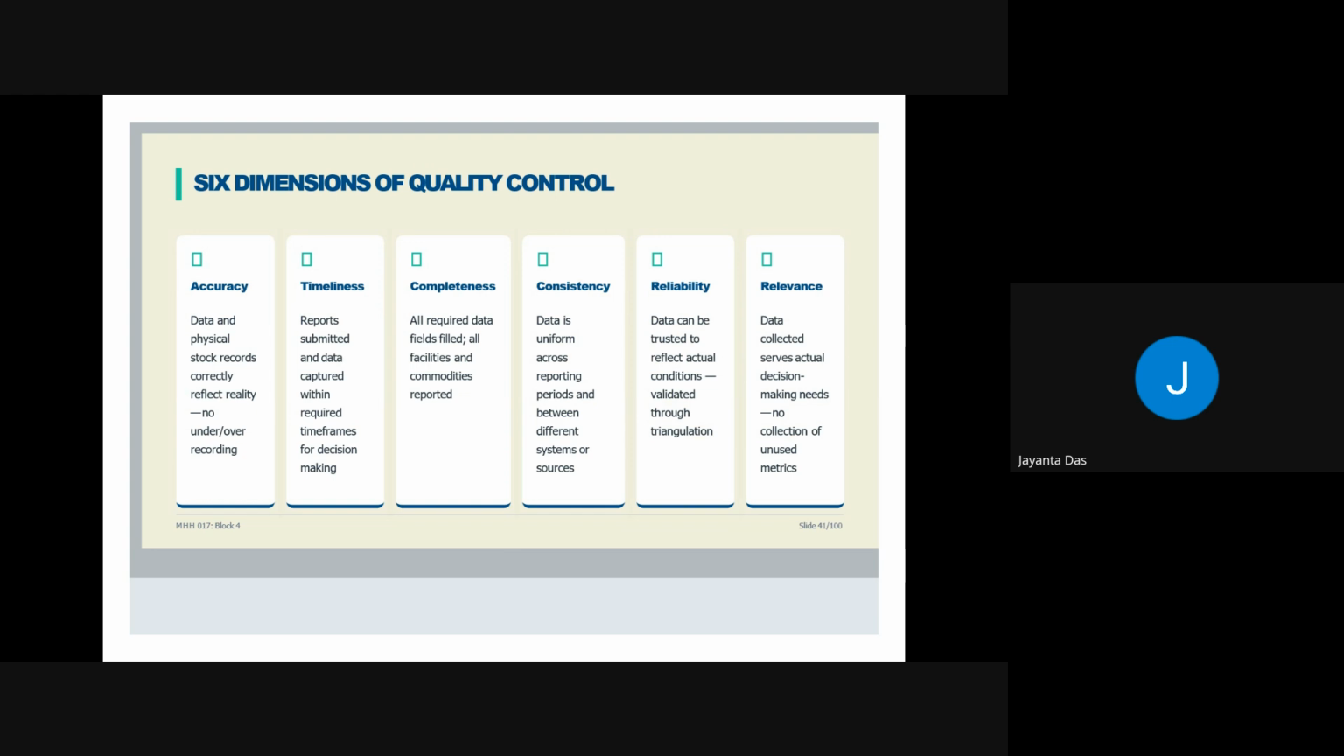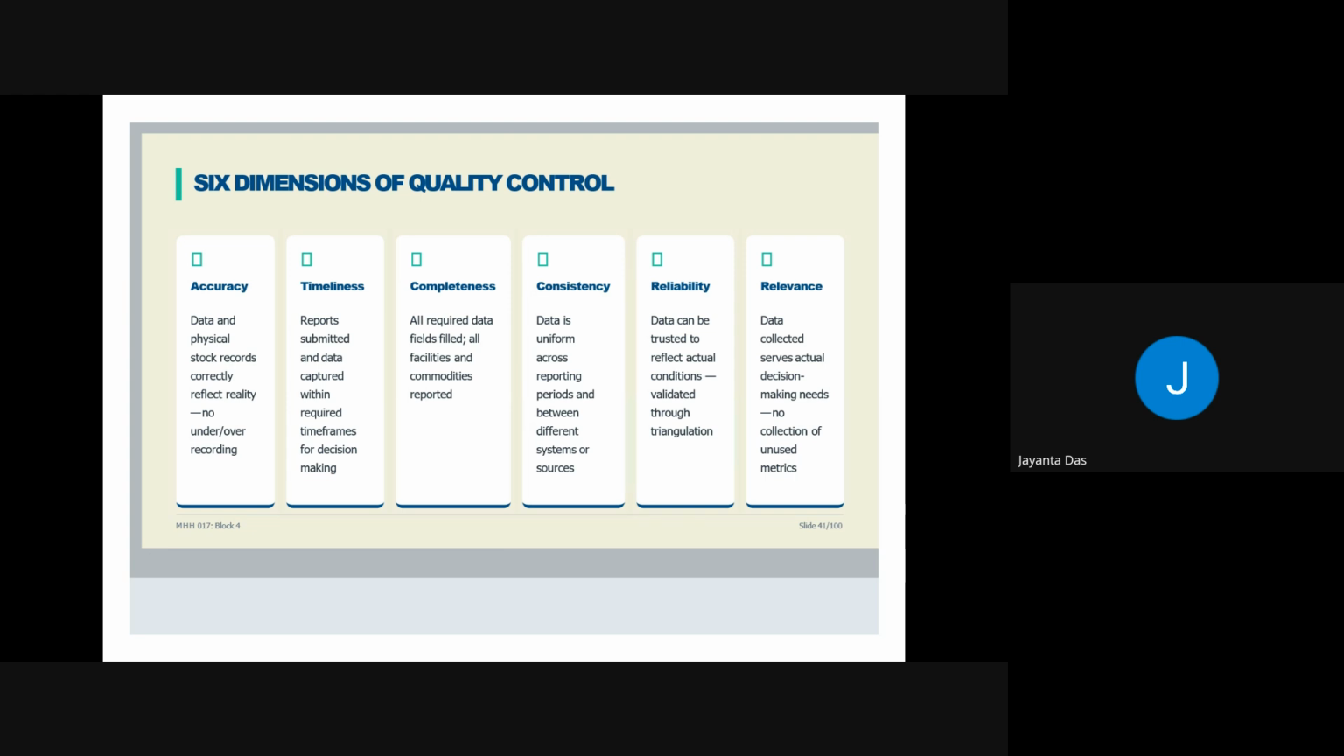Six dimensions of quality control are: first and foremost is accuracy. How accurate these are in capturing data and physical stock records correctly, reflecting no under or over recording. Timeliness: there is no point if the data you are looking for is not done in time. The report should be submitted and data captured within the required time frame only. A delay of any sort is of no use.